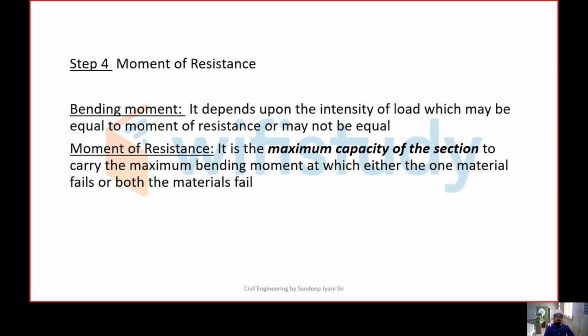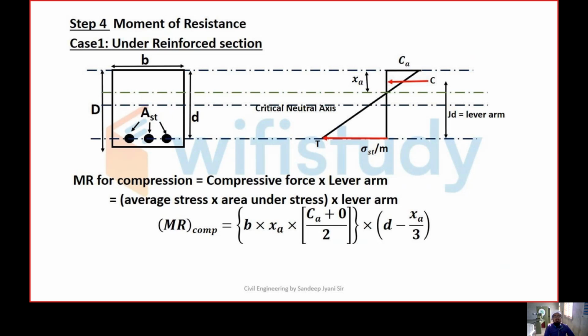You can understand. So here it carries the bending moment at which either one material fails or both the materials fail. In an under reinforced section, as I told you, this green imaginary line indicates the actual depth of neutral axis, and these black lines indicate the critical depth of neutral axis. Hence we can see that XA is less than XC. That means the actual depth of neutral axis is less than the critical neutral axis. That means it is not exceeding the critical neutral axis.